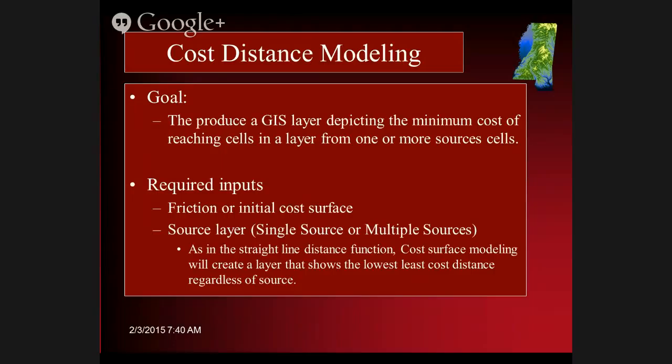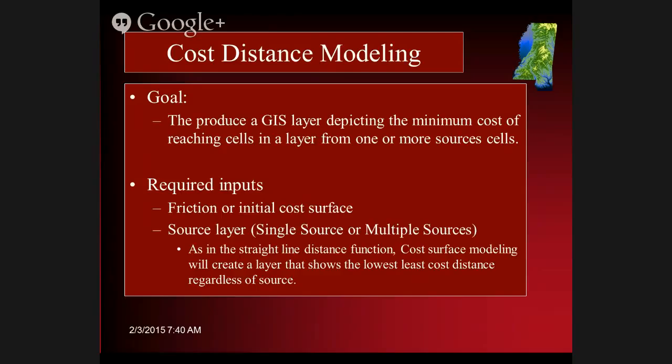Okay. So the goal here is to produce a GIS layer depicting the minimum cost of reaching cells in a layer from one or more source cells. So it's the same inputs. Well, we have the same inputs, and we're going to add another one. So with cost distance modeling, we'll still have our source. So we still need to define the distance to where. Okay, it's the distance to a particular location. And so that source is, when we create a cost distance, the values in the cell represent the cost to travel back to that source.